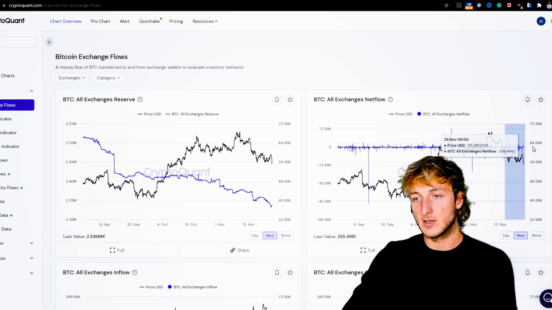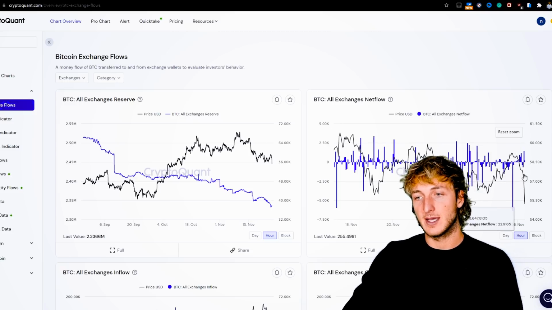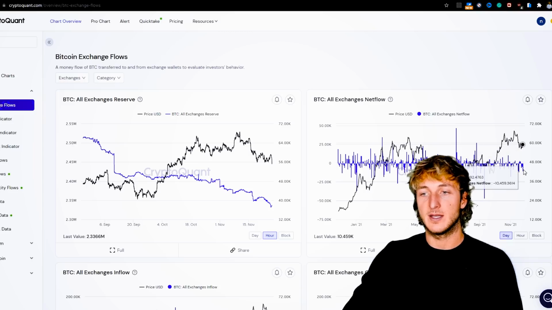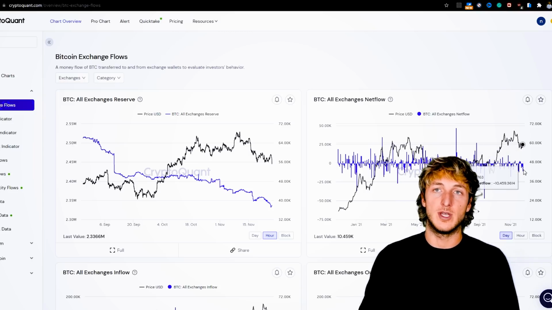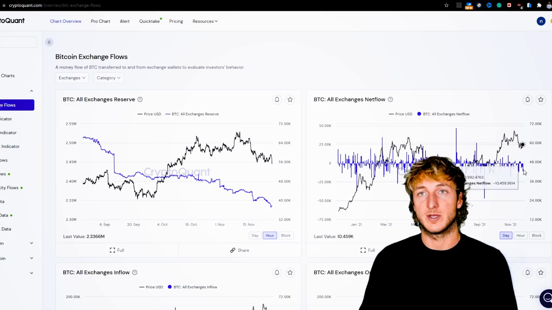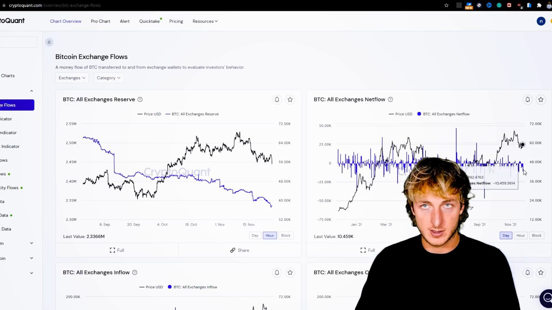What does it mean that we are in the negative zone? It means that basically what is happening here is that more Bitcoins are getting moved away from exchanges than the ones that are getting moved into it. Away from exchanges, what does it mean? It means that basically they're going into cold storage wallets.